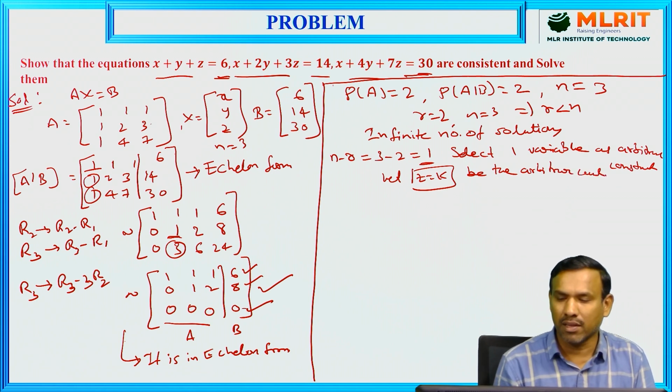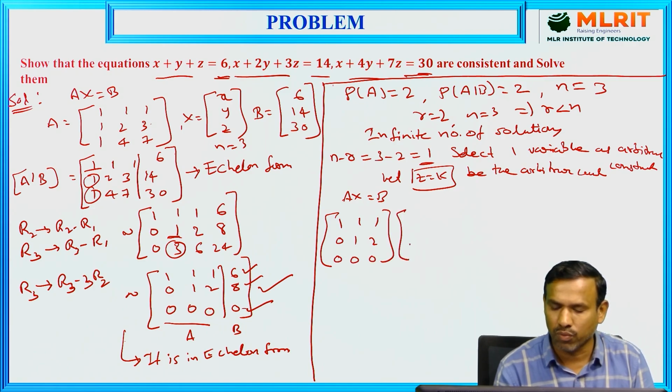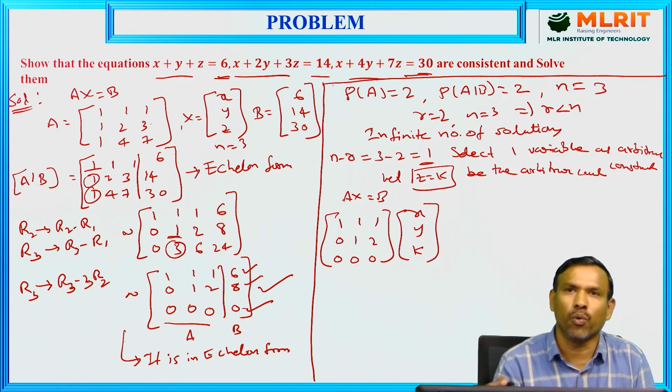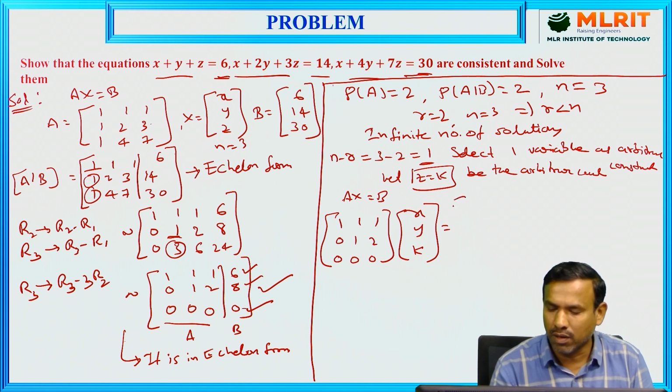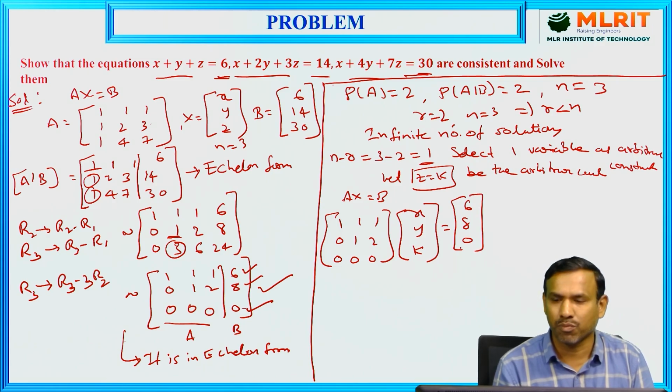As in the previous methodology, here directly I am writing AX is equal to B, A multiplied with X. What is the A matrix? The latest matrix after transformations, in the last step, with last row 0 0 0. X means unknowns X, Y, Z. Z is k. Because k value is already fixed, Z value is fixed. RHS here is 6, 8, 0. Now multiply. Like back substitution you can go.